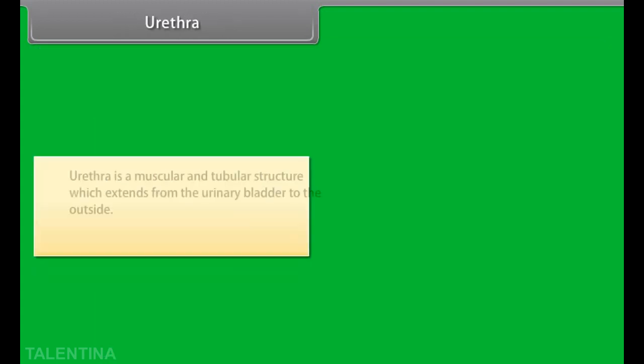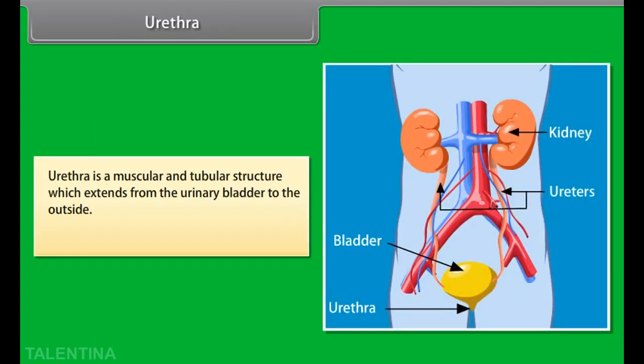Urethra. The urethra is a muscular and tubular structure which extends from the urinary bladder to the outside. The urethra carries the urine to the outside of the body.